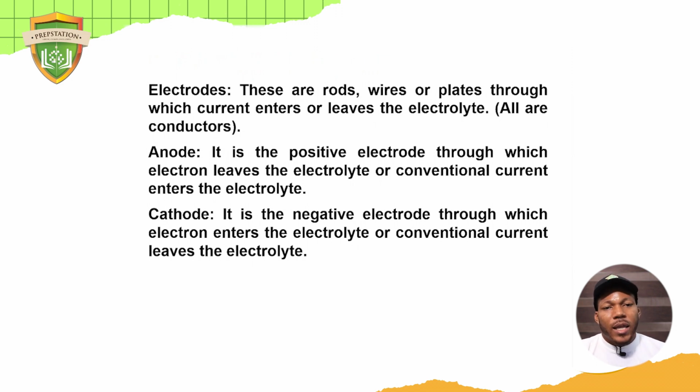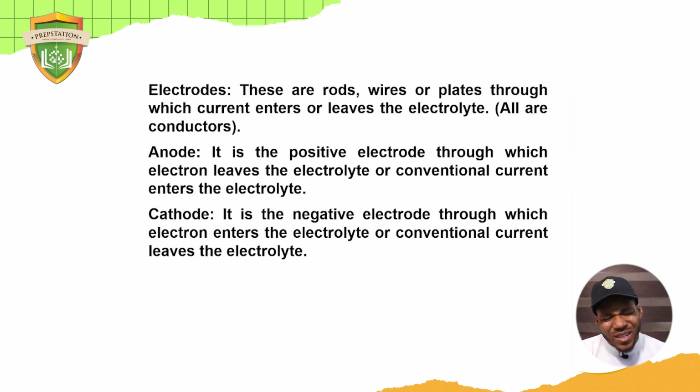Electrodes can be rods or plates that allow electrons to enter the electrolyte. Otherwise, we can also call them conductors of heat and electricity. Now, electrodes are divided into two. We have the anode and also the cathode. Now, what is the anode?